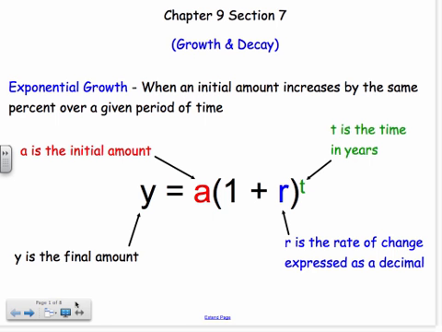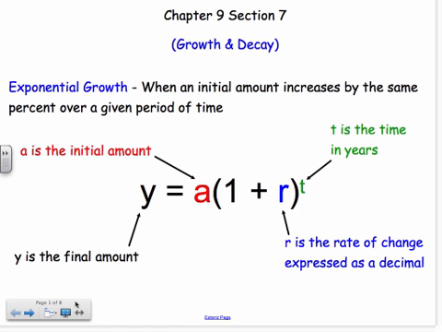Hello, algebra enthusiasts. Let's take our exponential functions to the next level and apply them to real-life situations. What we're going to talk about is a little growth and decay. So we're going to have exponential growth and we're going to have exponential decay, and we'll talk about different situations in life when we'll use one or the other. Let's start with our exponential growth.